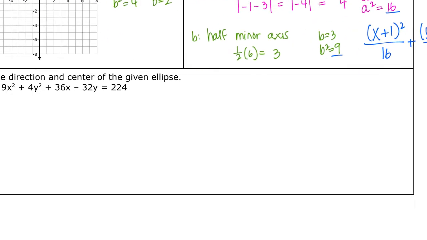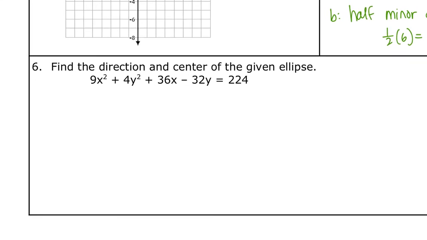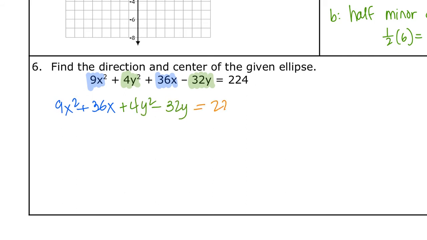Okay, and then this next one says find the direction and center of the given ellipse. So honestly, if it was in standard form, this would be super easy. It would take us 5 seconds, but this is not in standard form, so we're gonna have to complete the square first, and then we can identify our attributes. But it's similar to the one that we did before. Group your x's, group your y's. So this will be 9x squared plus 36x, and then plus 4y squared minus 32y equals 224.